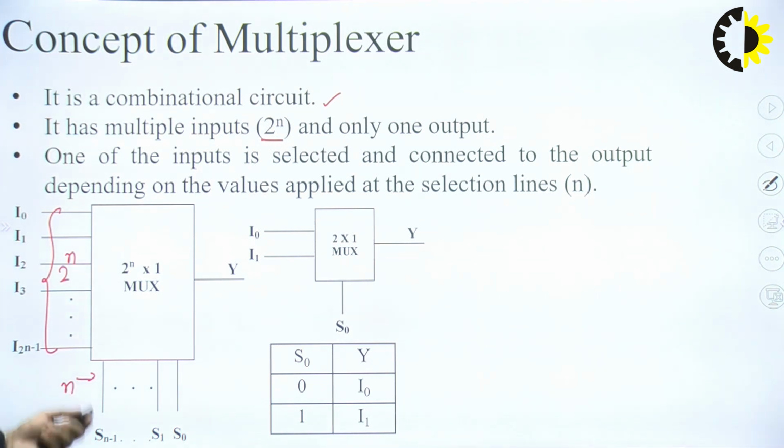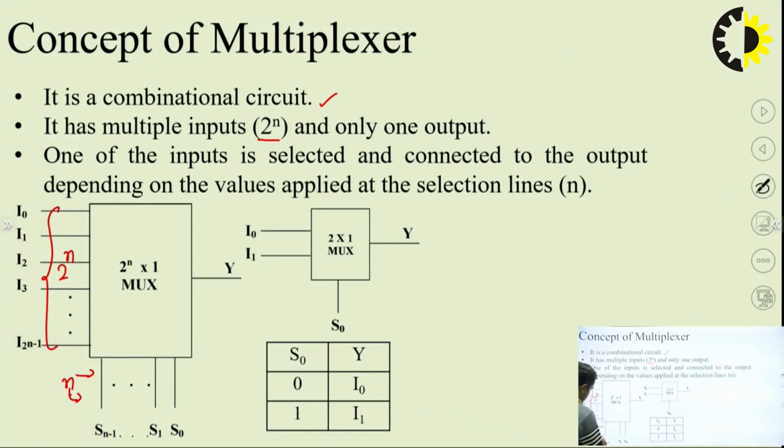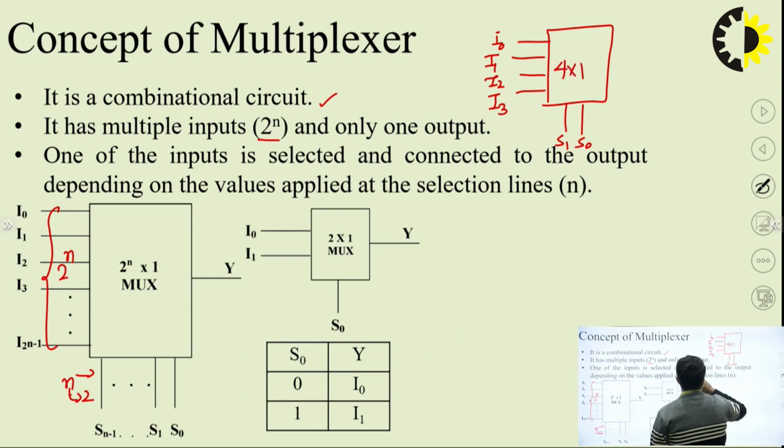If we put n equal to 2, that means there are 2 select lines. In that case the multiplexer will be for 2 select lines. Let's say we name them S1, S0, and there will be 4 inputs. The input names will be I0, I1, I2 and I3. The multiplexer name is 4 cross 1 because there are 4 inputs and a single output Y.